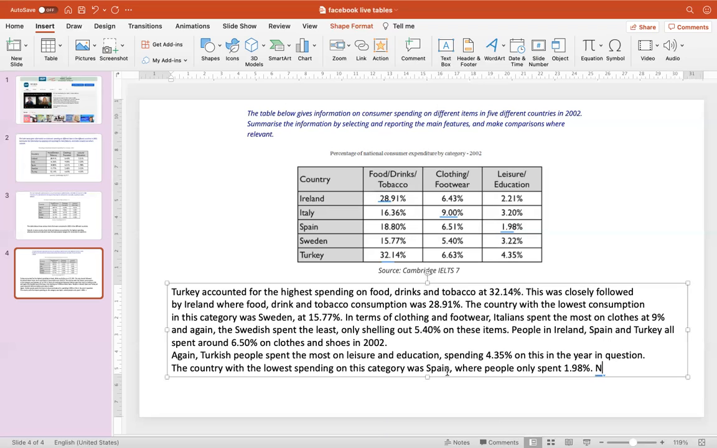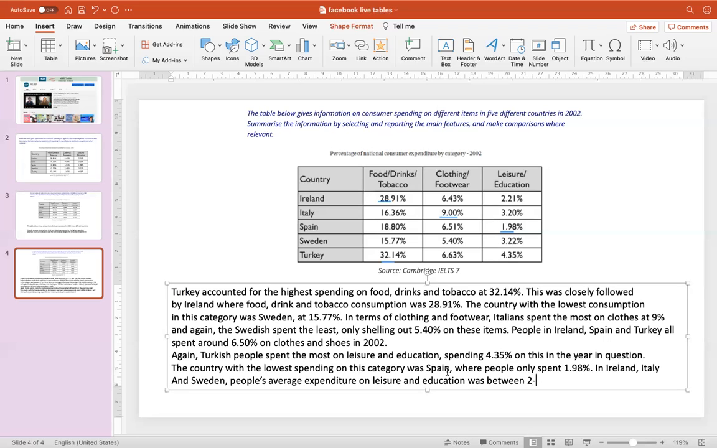Let's finish with a comment about the other countries on the list. In Ireland, Italy, and Sweden, people's average expenditure on leisure and education was between 2 to 3%.